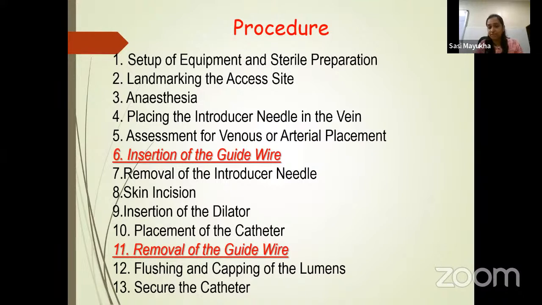So after we identify the vein, the introducer needle will be placed in the vein, and then you have to check whether it's venous or arterial blood. After that, you have to insert the guide wire, remove the needle, make a skin incision, then dilate the access, and then place the catheter.